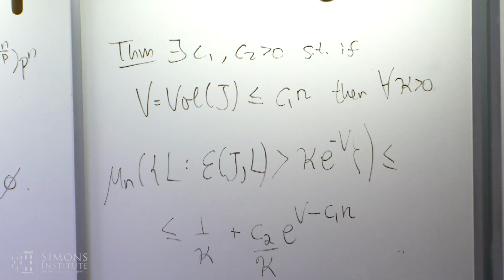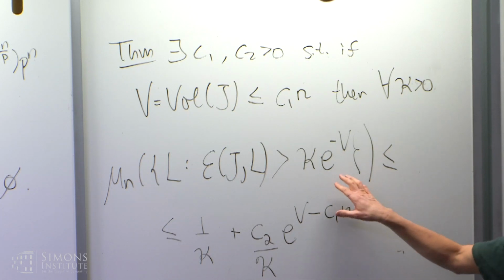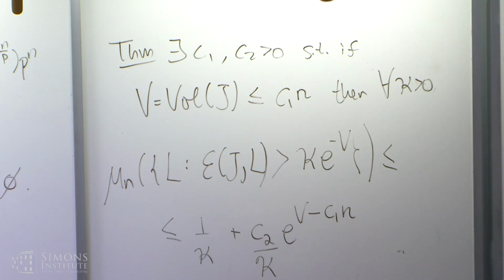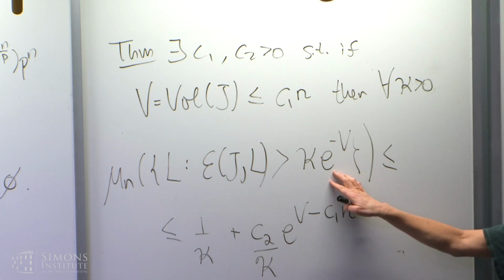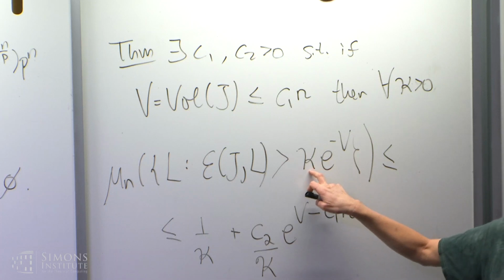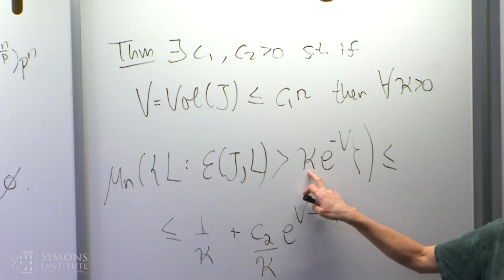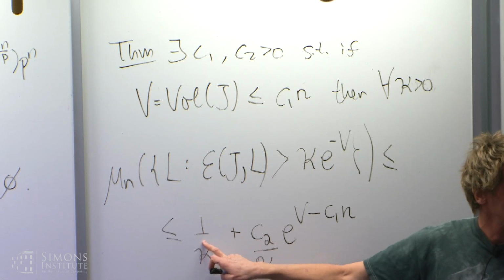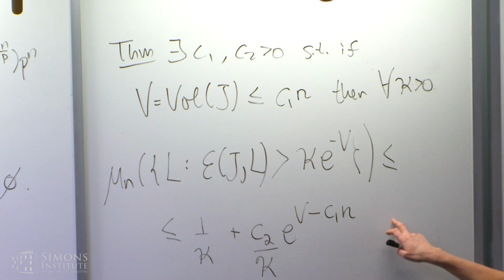And if you use that heuristic, you're going to reach the conclusion that most points are going to be hidden. The probability that you're going to be missed is roughly e to the minus v, where v is the volume. And what's the probability of going above e to the minus v by a constant factor kappa? It's decaying with kappa.